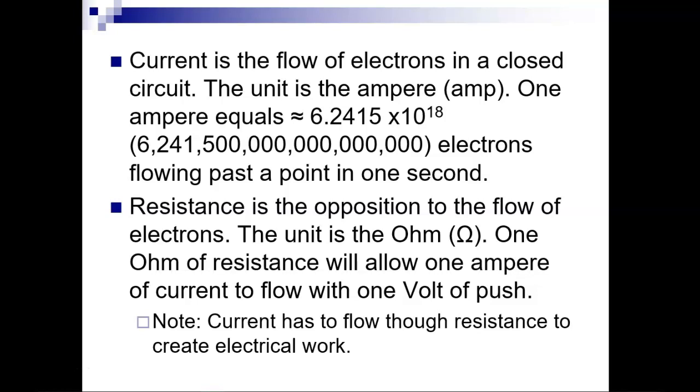So current is the flow of electrons in a closed circuit. Unit is the amp. 1 amp equals 1 coulomb per second. Resistance is the opposition to the flow of electrons. 1 ohm of resistance exists with 1 amp of current and 1 volt of push. And if you want electrical work, you have to have current.